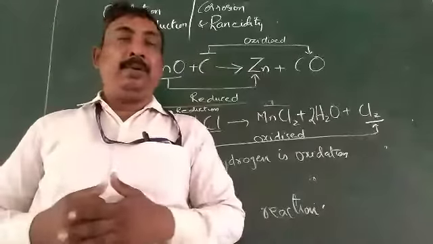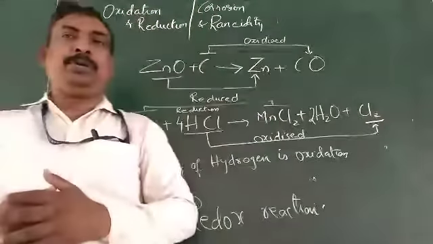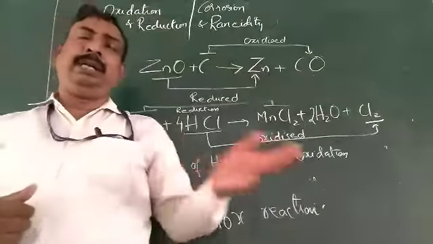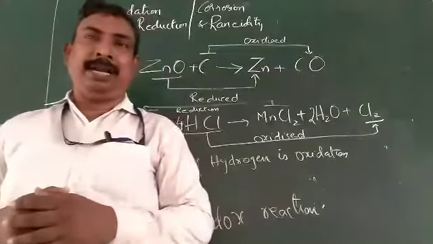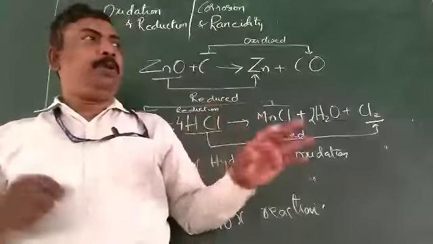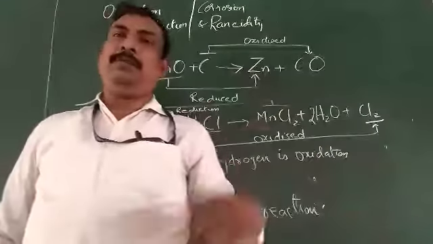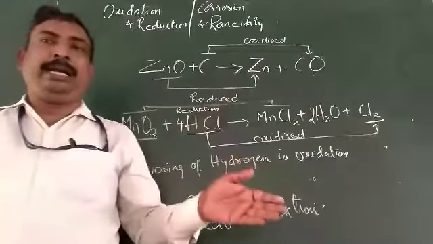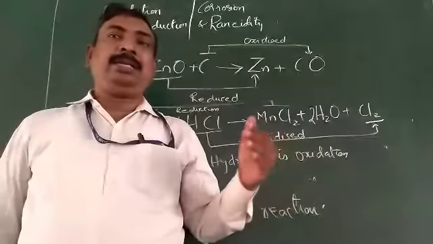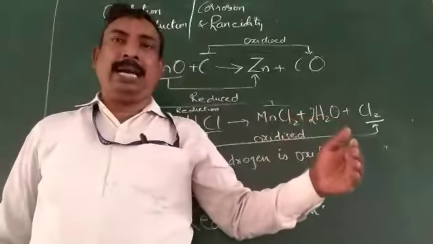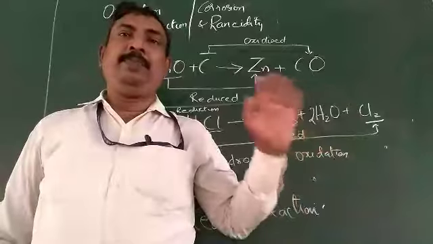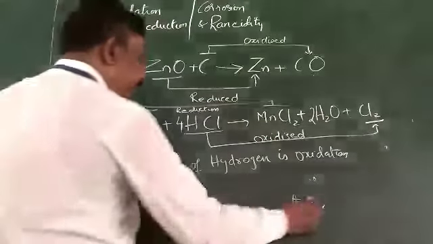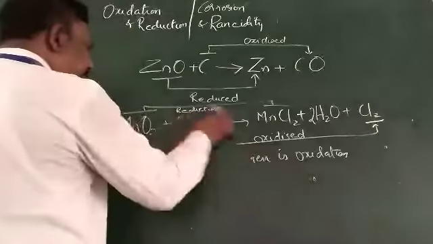Okay. Next we are going to see corrosion and rancidity. Why does corrosion happen? Corrosion and rancidity are both examples of oxidation reactions. If you put iron in water and air for a long time, it reacts with water and oxygen in the air, slowly gets oxidized and spoils. And once it's spoiled, we cannot use it for anything. So this is the main problem.